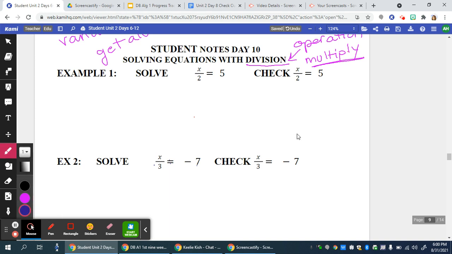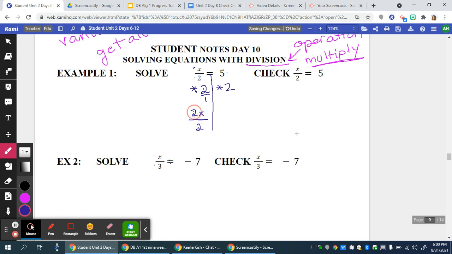Let's use blue. So I have x divided by 2 is equal to 5. This means that some number divided by 2 equals 5. So we want to figure out what that number is. And we do that by doing the inverse operation, which is multiplication. So we want to multiply by 2. Now, mathematically, this is 2 over 1, because we have an understood 1. So this 2 multiplies by x, so we get 2x. And this 1 multiplies by the bottom 2. So we have 2x divided by 2.